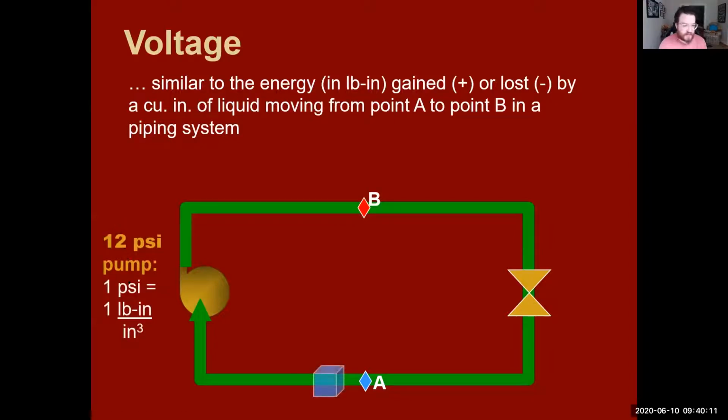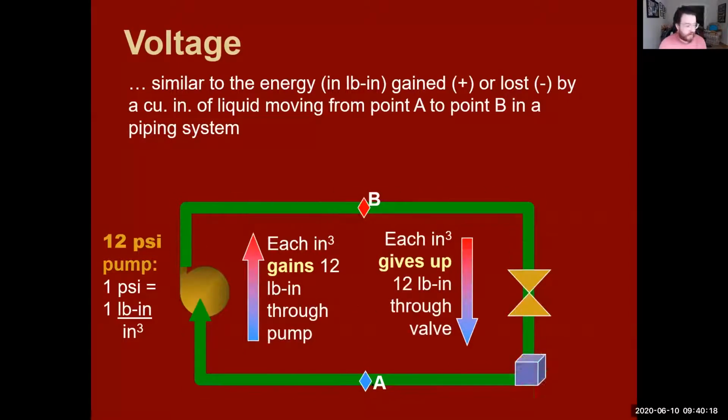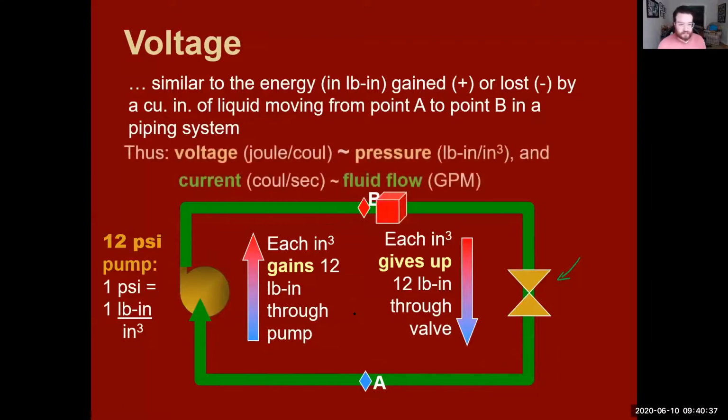So we have a 12 PSI pump, and you would be reading your potential difference between A and B. Each cubic inch gains 12 pound-inch through the pump, and then you're using this valve almost like a restriction. So it's giving up energy as it goes through the valve. So voltage can be thought of like pressure, and current can be thought of like fluid flow.